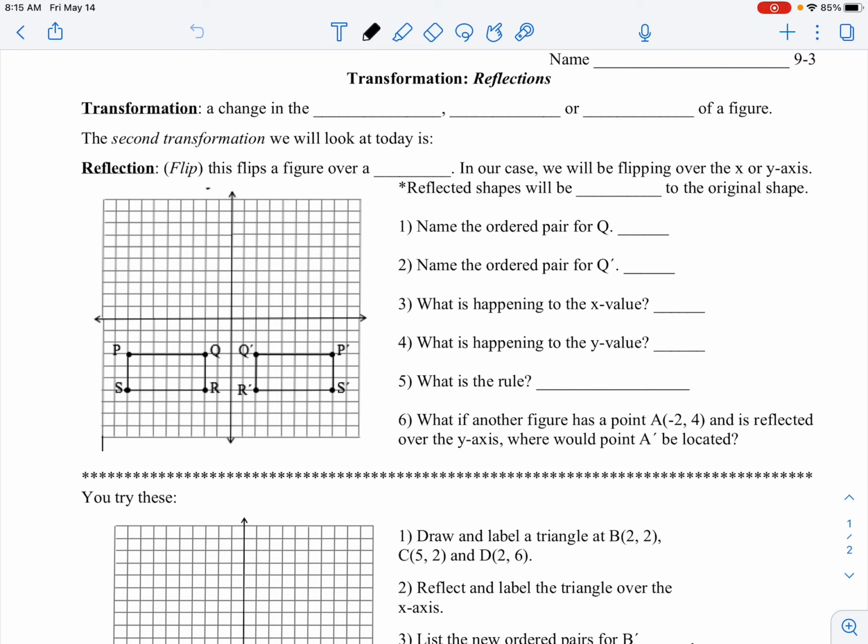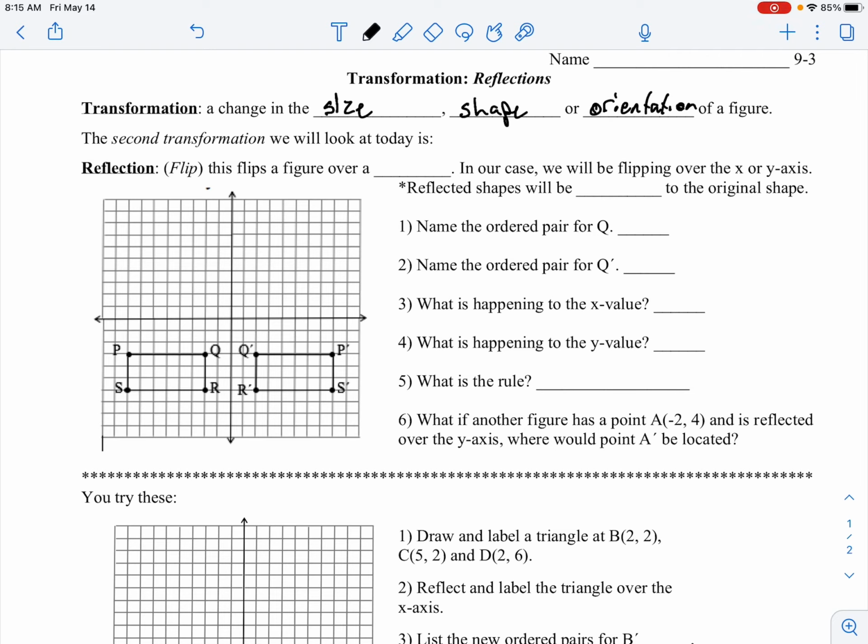So remember that a transformation is the change in the size, shape, or orientation of a figure. And so the first one that we did yesterday was translations, like I just said, and today we are taking a look at our second transformation, which is a reflection.